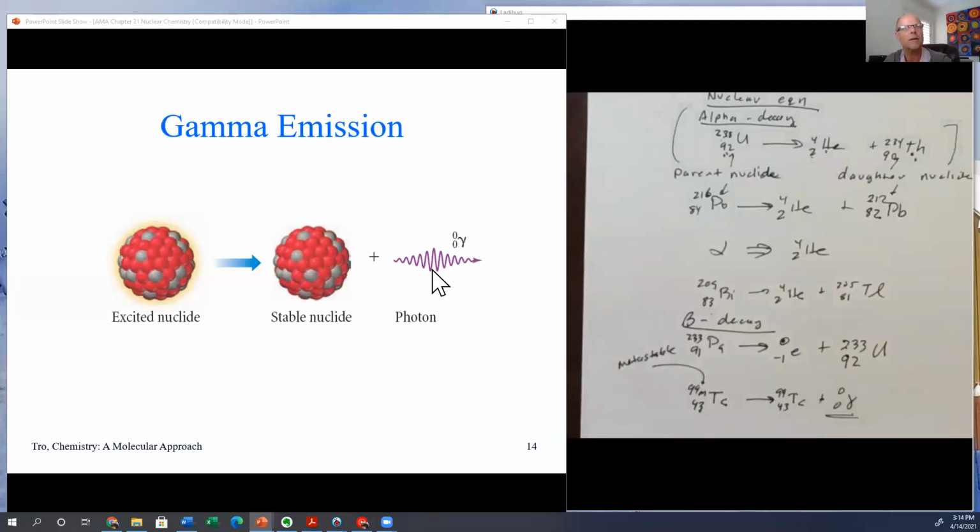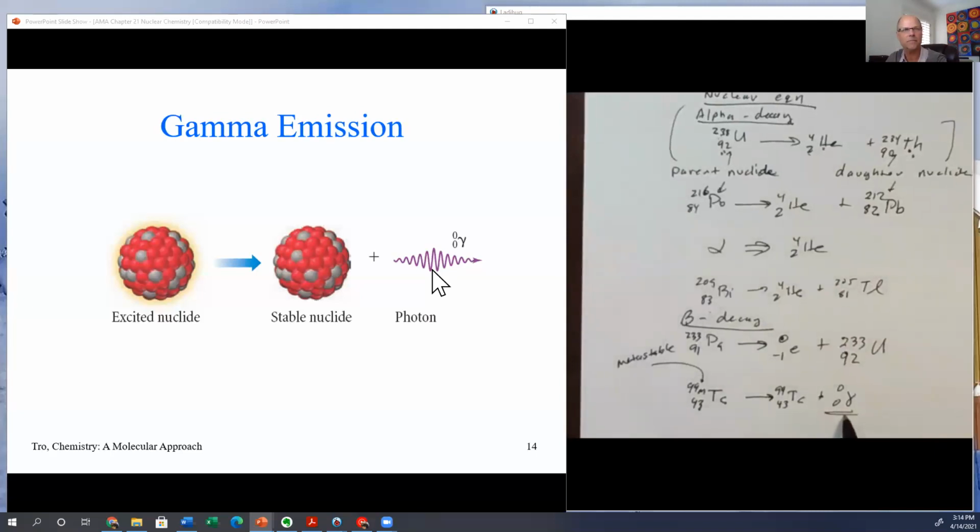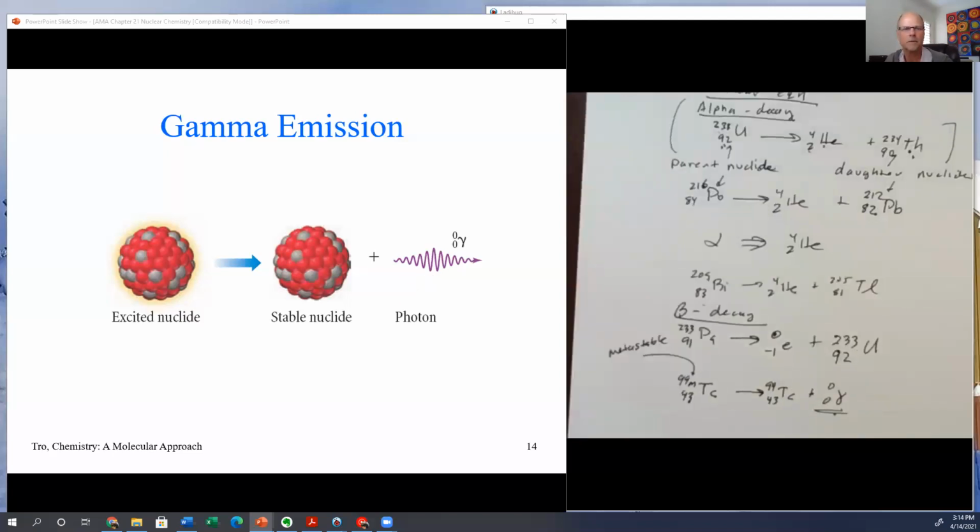It's a photon. Remember last semester when we talked about the electromagnetic spectrum and the different parts of it, including visible light, ultraviolet light, X-rays, and then gamma rays. Gamma rays were the most energetic types of light that we talked about. And this is where gamma rays can come from, from this kind of process. So you have an excited nuclide, a nuclide that has extra energy, and it gives off a high energy photon. That's called a gamma ray.